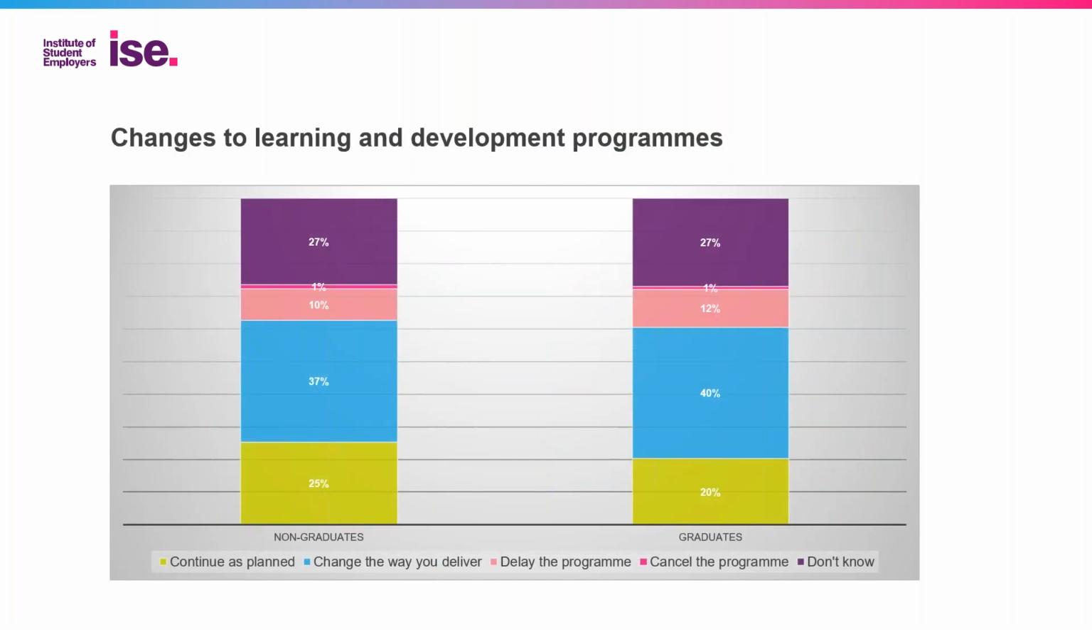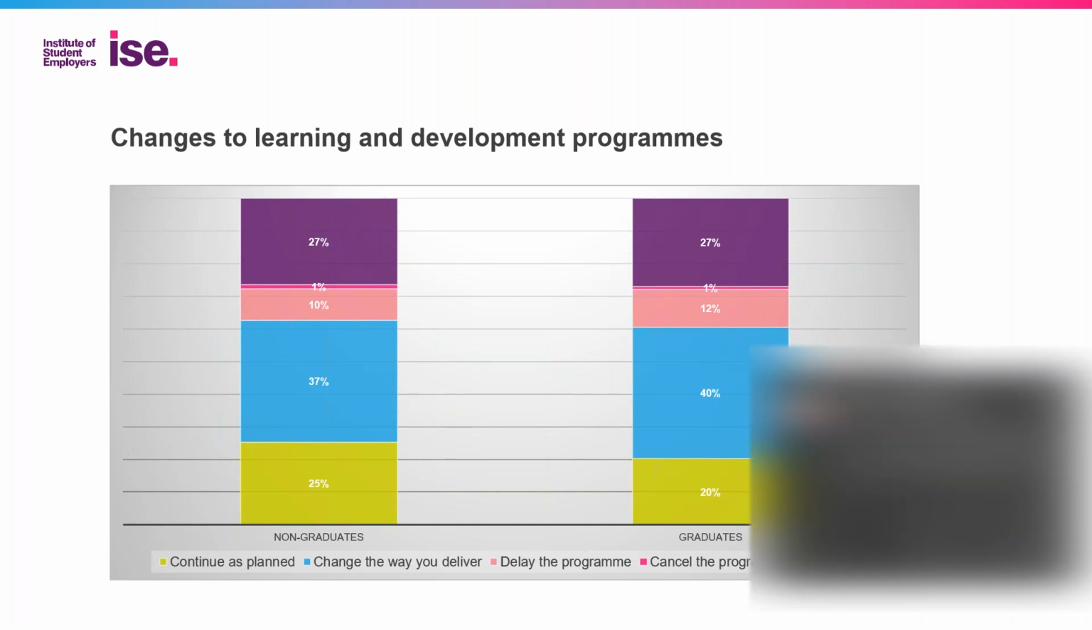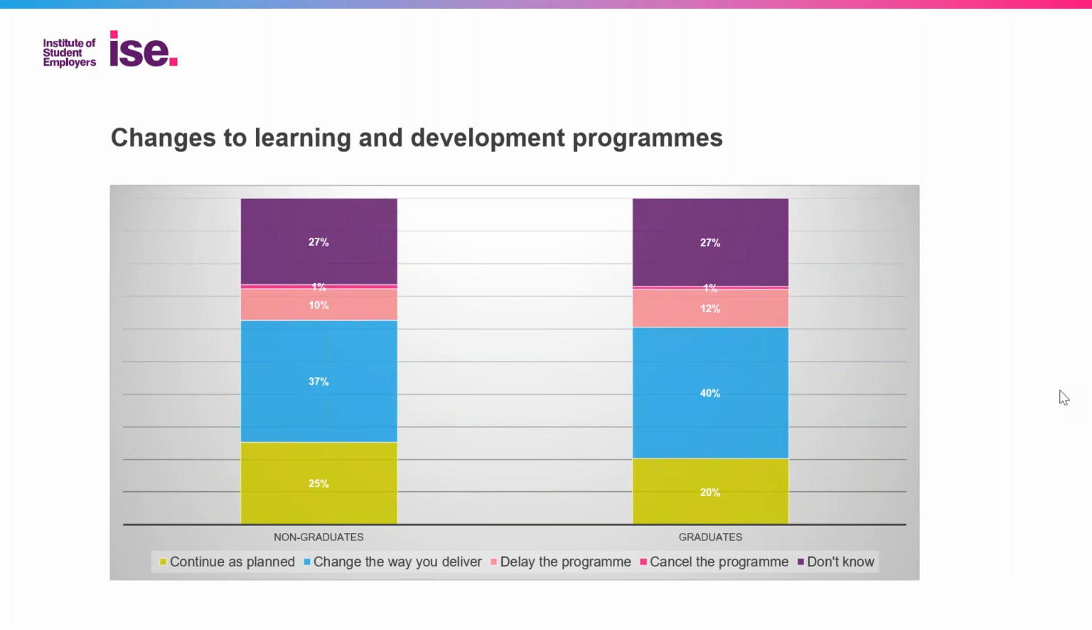So we also have seen, in terms of learning and development programmes, some substantial changes. Employers are generally changing how they deliver, moving more stuff online. There's some delaying of learning and development programmes, but very few are actually cancelling them. So learning and development is going on. It might be being delayed, it might be being managed in a different way, perhaps online, but by and large it isn't being cancelled altogether, or at least that's what we heard when we first did this survey.